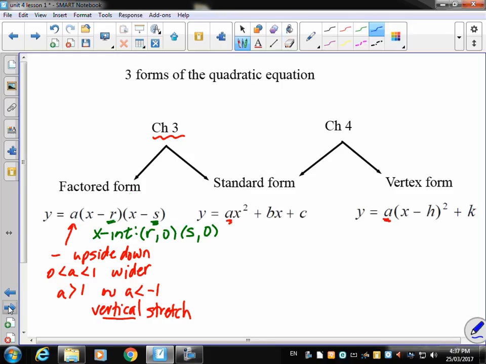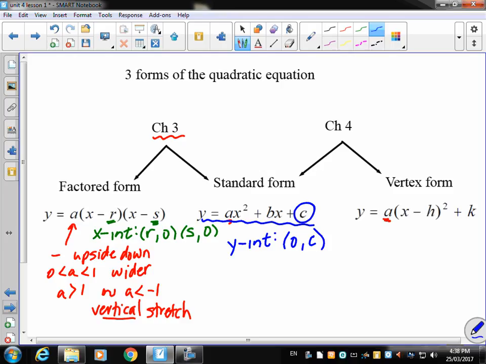Standard form was the second one we spent time at, and it's not so helpful. That A value is still the same. It tells you the basic shape and direction of the parabola. But the only other helpful thing, unless you're a physicist, is this value right here, which is our y-intercept. That would be the initial starting value of that parabola. If you're talking about something like time and height, that initial value can be very helpful.